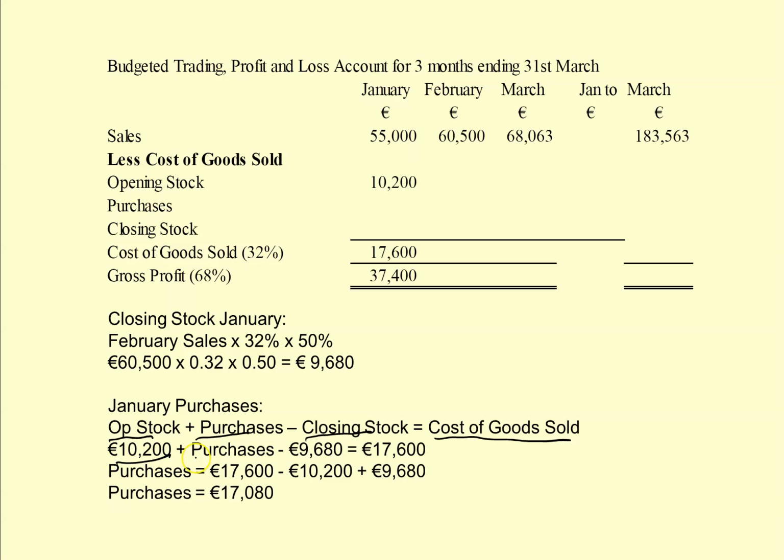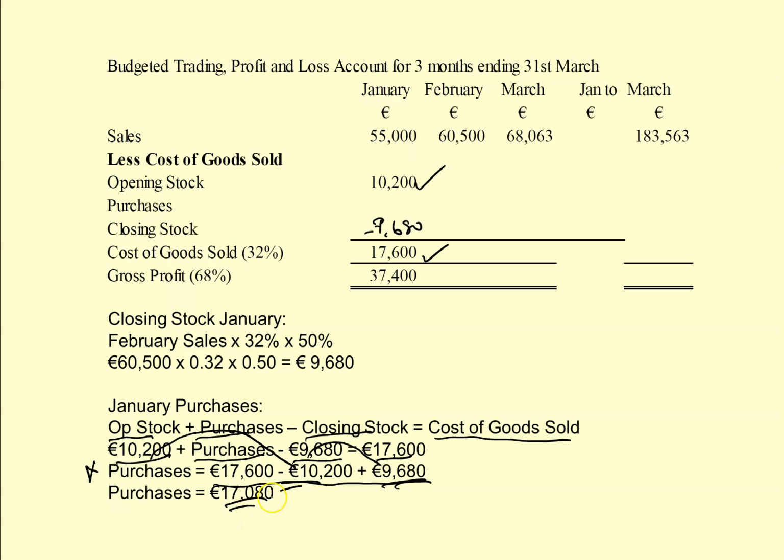So that's 10,200, plus the purchase, I don't know, minus 9,680, that's the figure I had there, gives a minus figure, equals 17,600. Now, what I'm going to do is leave the purchases on the left-hand side of the equation, and I bring the 10,200 over, it becomes a minus 10,200, and I bring the minus 9,680 over, it becomes a plus 9,680. And then I just add and subtract that, and I get 17,080.